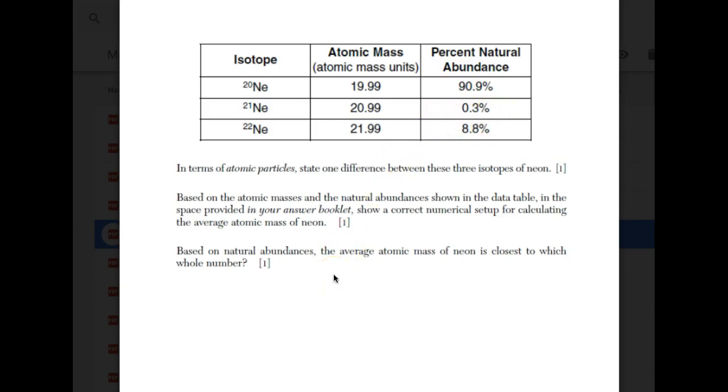And the last one, it's going to be closest to neon-20 because there's 90%. So that tells you that that is going to be the closest whole number, right?